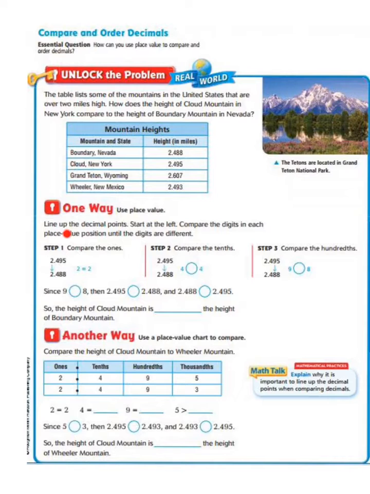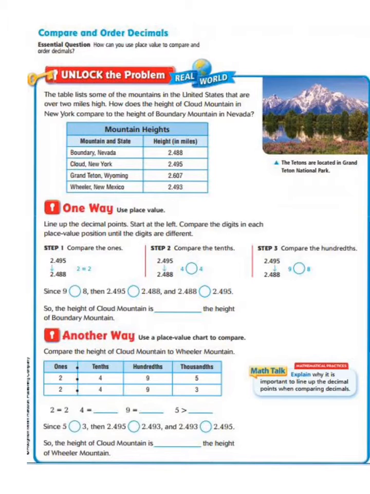So we would line up the decimal points. Start at the left. Compare the digits in each place value position until the digits are different. So step 1 is to compare the ones. We have all of these that have a 2 in the ones place value.